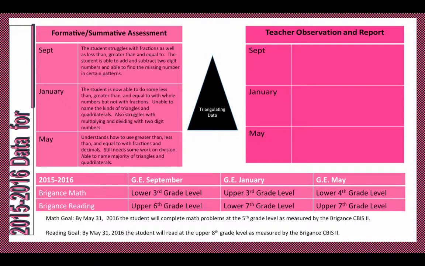So the math goal is by May 31st, 2016, the student will complete math problems at the 5th grade level as measured by the Brigance. The reading goal was by May 31st, 2016, the student will read at the upper 8th grade level as measured by the Brigance.